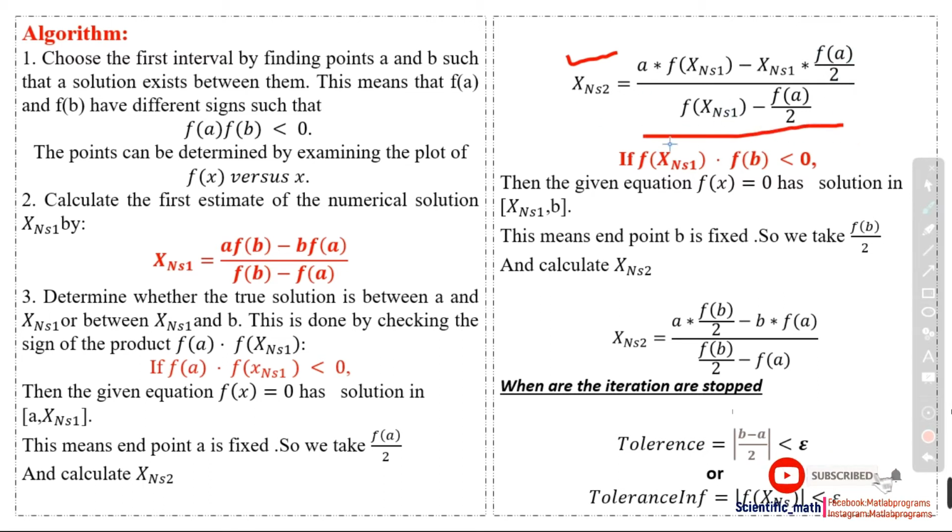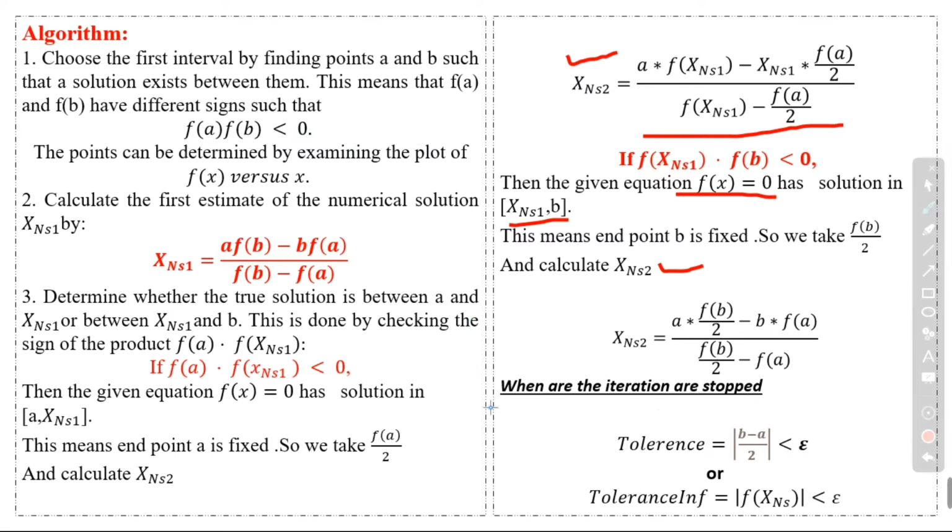This is the modified Regula Falsi method. If the product of f(x1) and f(b) is less than 0, then the given equation f(x) = 0 has a solution in this interval x1 and b. This means endpoint b is fixed. So we take half of the value of y, that is f(b)/2, and calculate the new estimated solution, that is x2. So this is the modification, f(b)/2, and the remaining is the same. So this is the algorithm for the modified Regula Falsi method.